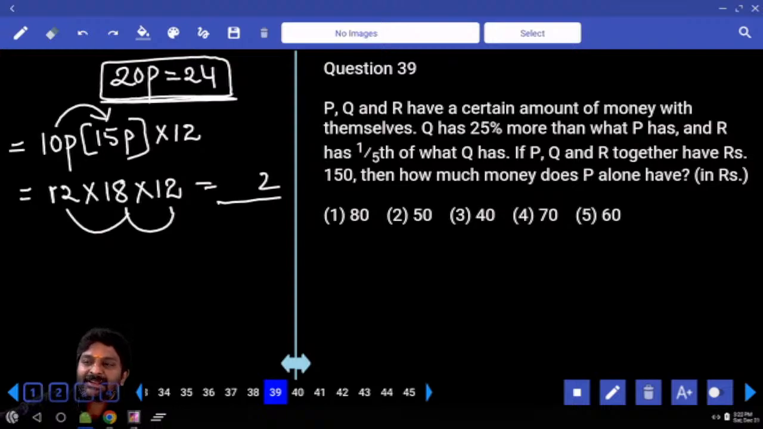P, Q, R have a certain amount of money with themselves. Q has 25% more than P has. R has 1/5 of what Q has. If P, Q, R together have 150, then how much money does P alone have?